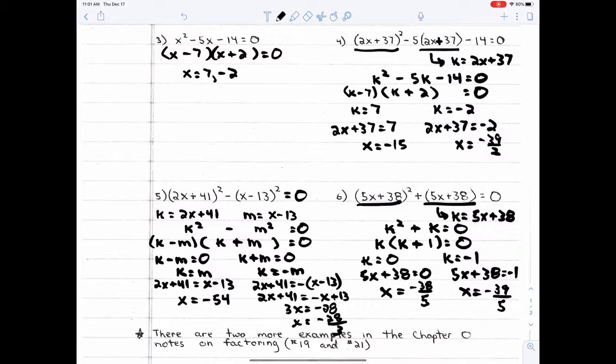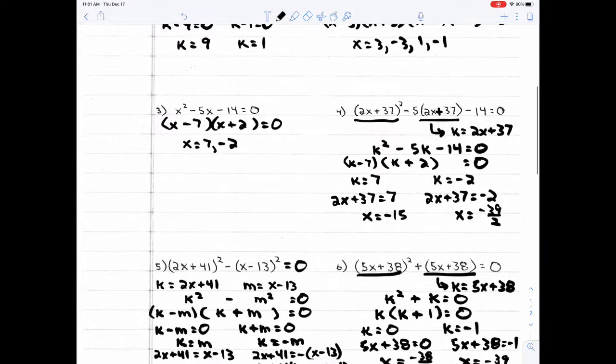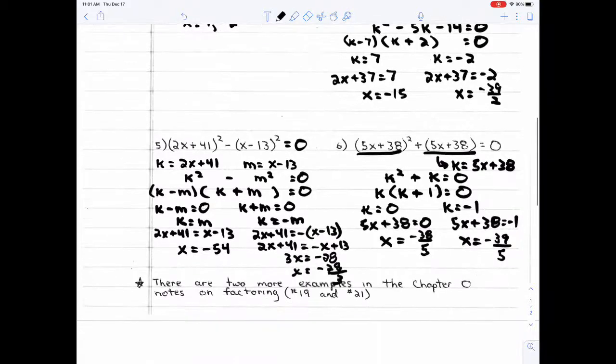Okay? Now, I just want to point out there are two more examples in Chapter 0 of Notes on Factoring, number 19 and 21, where I factored complicated problems like this. But basically, what does factoring come down to? Greatest common factor, difference of two squares, a trinomial, and perfect cubes. And there are no cubes even here. The first four problems were trinomials. The fifth problem is the difference of two squares, and the sixth problem is greatest common factor.